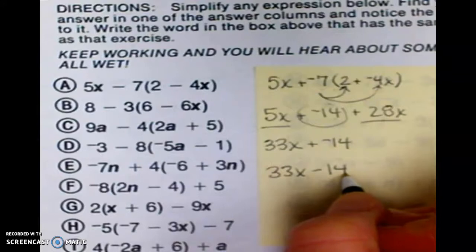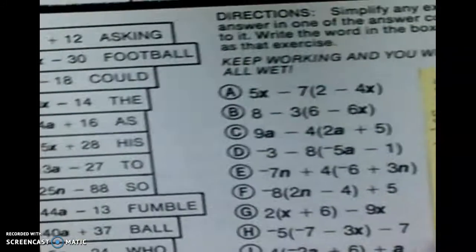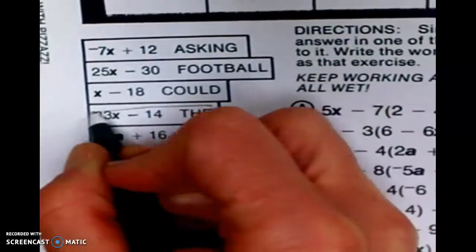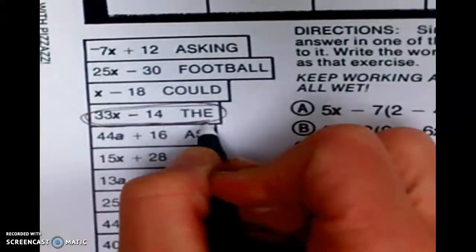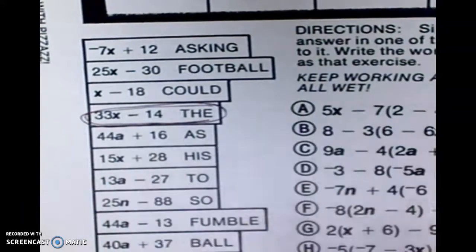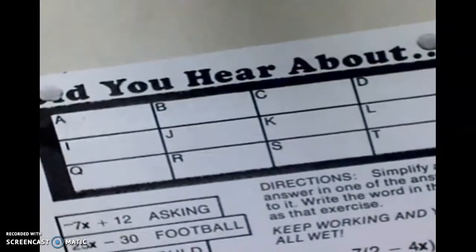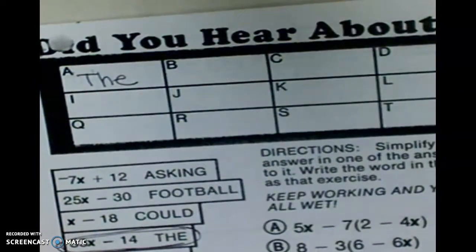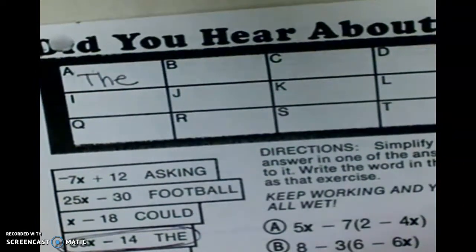So I'm looking for 33x minus 14 over here. And I see it right here. So in box A, I'm going to write the word "the." So that's how this works. I'll do one more with you.